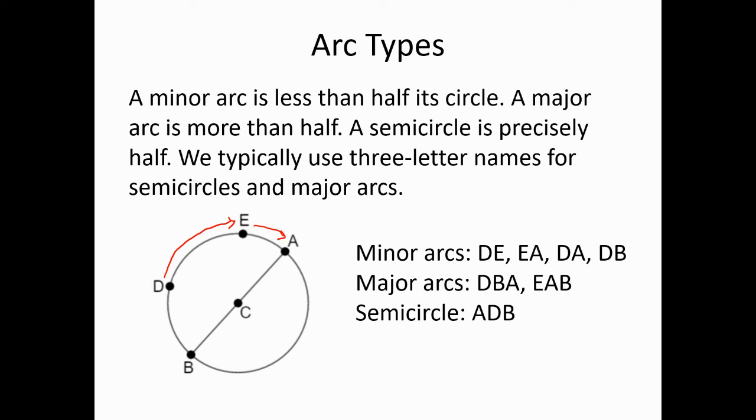These are all less than half a circle. There are also major arcs, for instance, DBA. What's the significance of the middle letter in the major arc DBA?